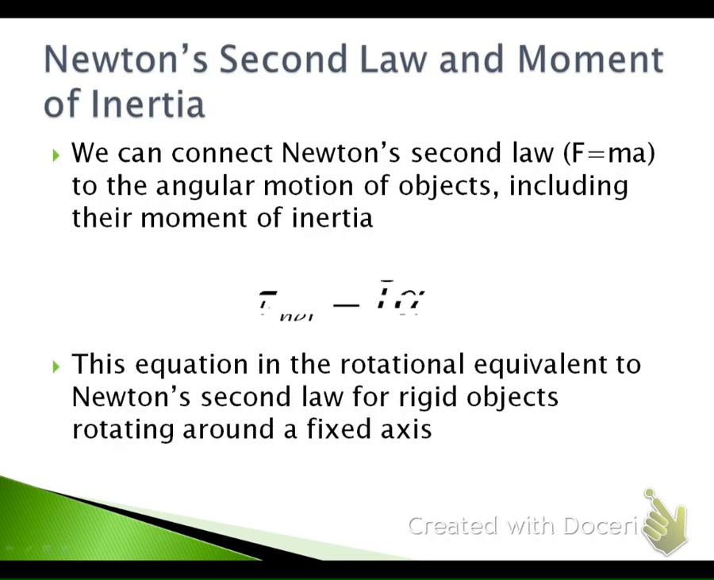All right, and this is how we can use that. Our net torque is going to be equal to our moment of inertia times alpha. What's alpha equal to? Angular acceleration. So this is alpha, this is moment of inertia, and this is torque. This equation is Newton's second law, except this is for rigid objects in rotation around a fixed axis point. Do we remember what the equation for torque is?